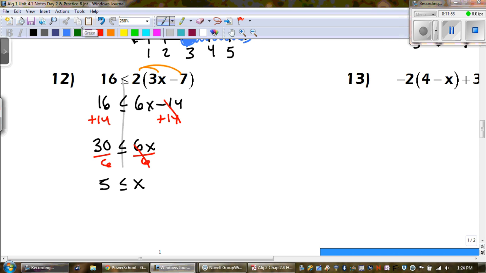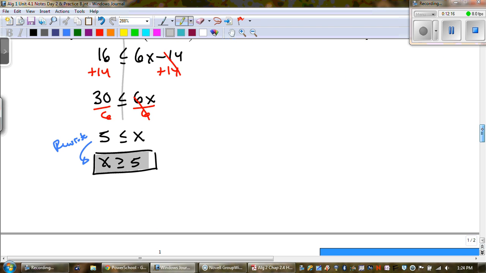Okay, how many of you guys got to this point right here? Hopefully all of you, and just remember we need to rewrite this because we want the x to be first. Okay, it's pointing at the 5, so I'm going to make sure it stays pointing at the 5. And then the last step would be to draw our graph. We get 5, 6, 7, 4, 3. It's a closed circle, and I want everything greater than that, so that's to the right.